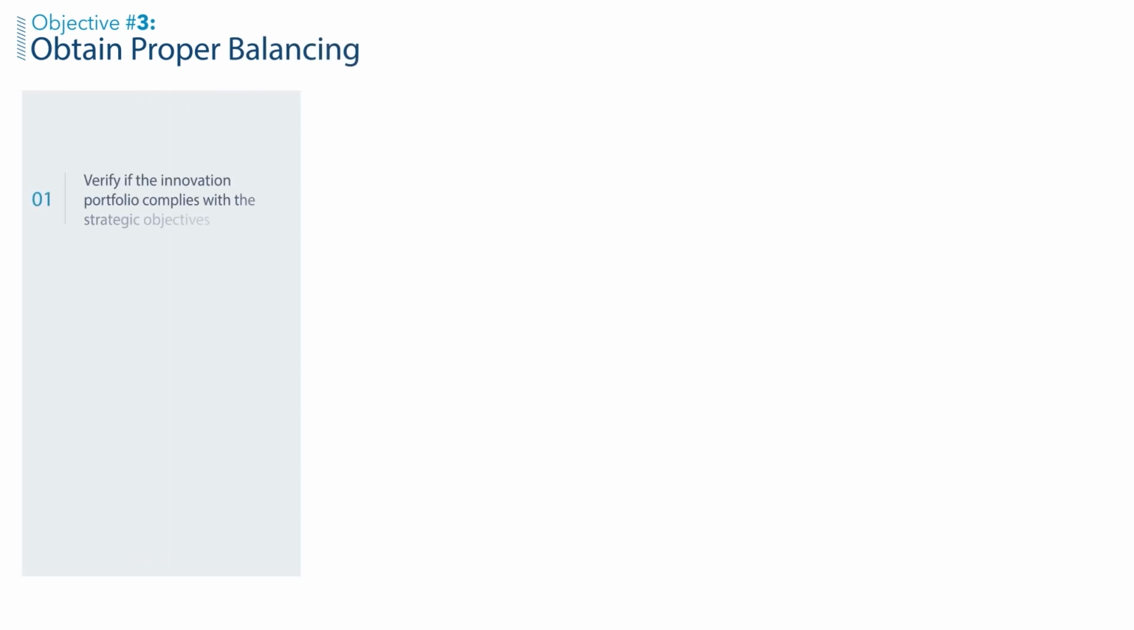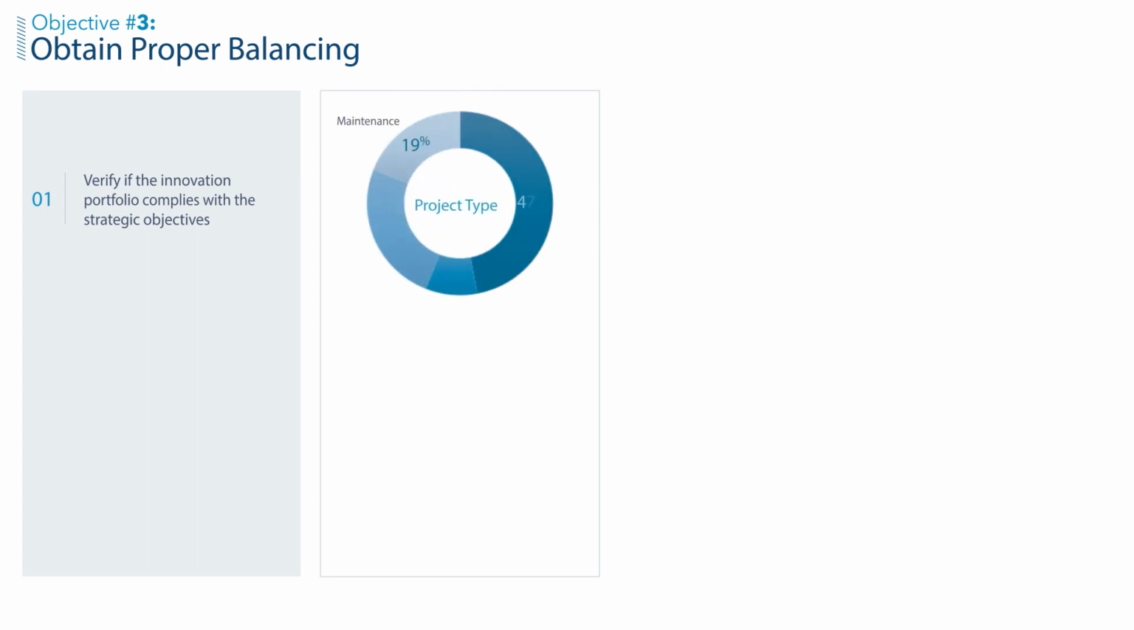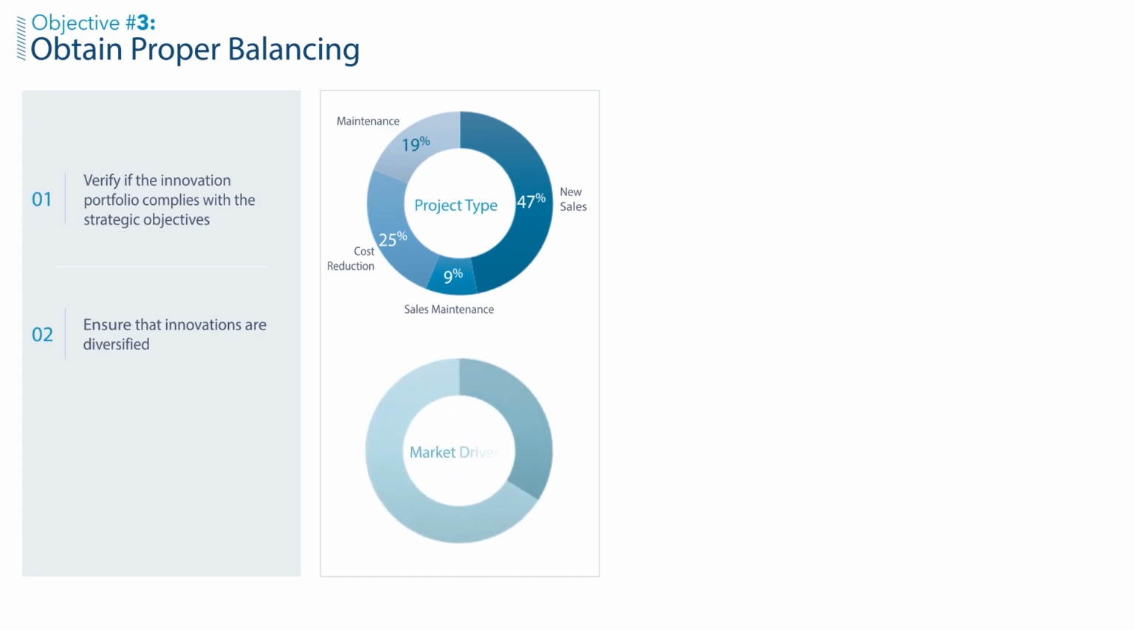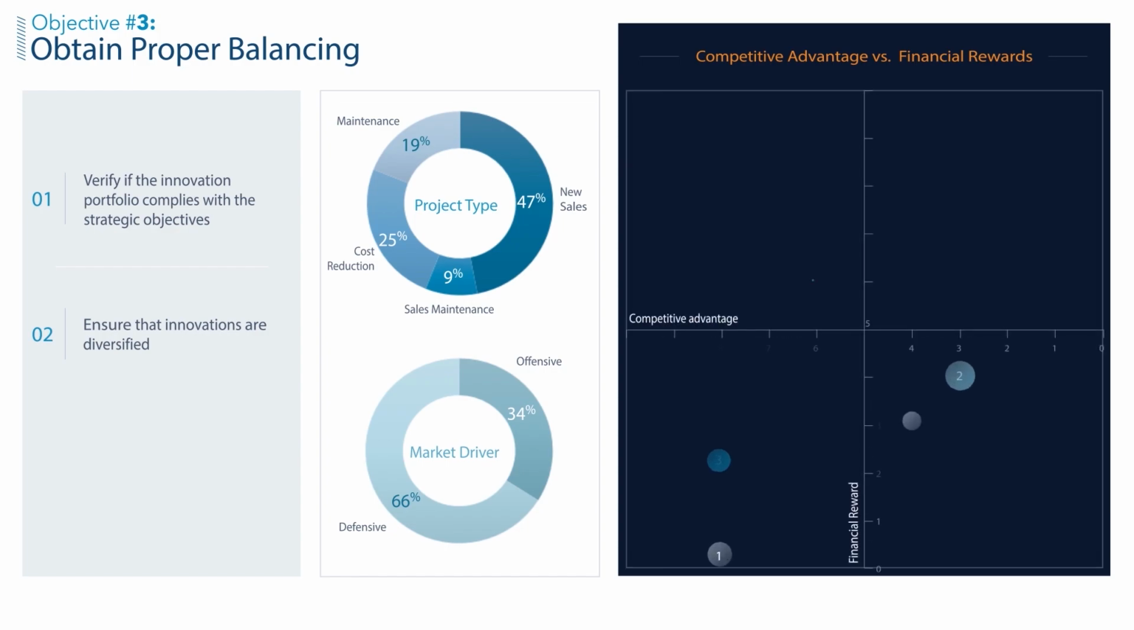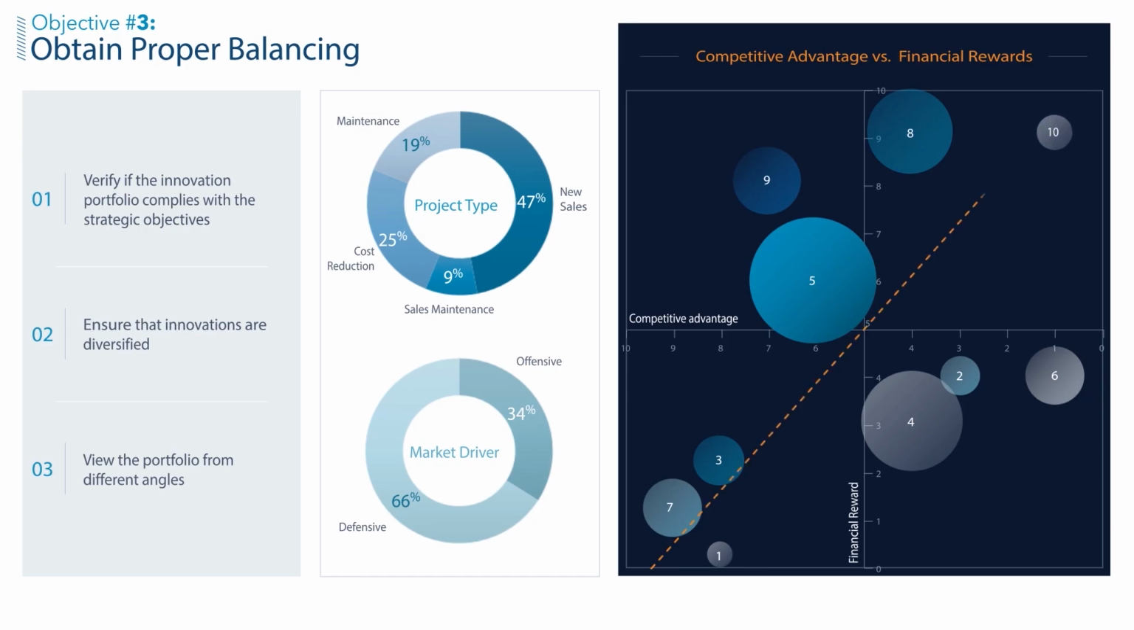Let's discuss the process of obtaining proper balancing. The third objective of the portfolio review is to obtain proper balancing by verifying that the innovation portfolio complies with the strategic objectives. This is done through a bottom-up approach, which is accomplished by verifying that the potential business outcomes of the selected projects allow you to reach the strategic objectives. Then the portfolio is assessed to ensure that innovation projects are diversified by having a balance between short and long-term projects, as well as between different innovation types. To do so, the portfolio is viewed from different angles.